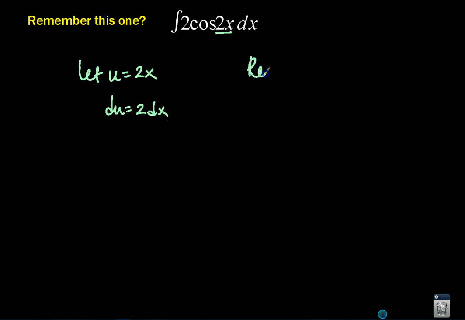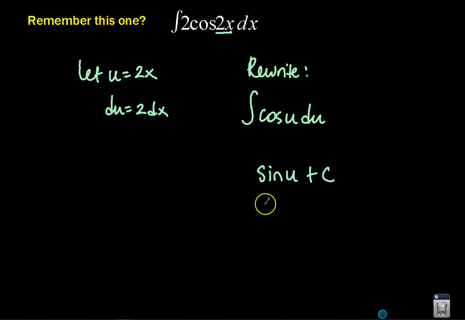So when I rewrite this, I'm going to have cosine of u, because instead of 2x, I'm going to write u, and then 2 dx gets replaced with du. And the antiderivative of cosine we know is sine, so sine of u plus c, so this becomes sine of 2x plus c. Okay, I told you we would come back to this one and you would know how to do this from last time.